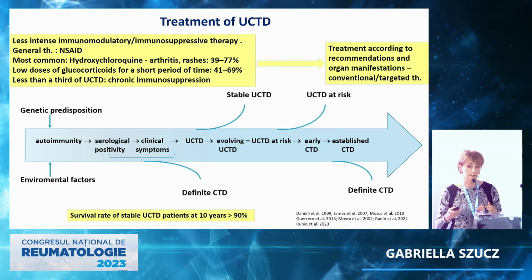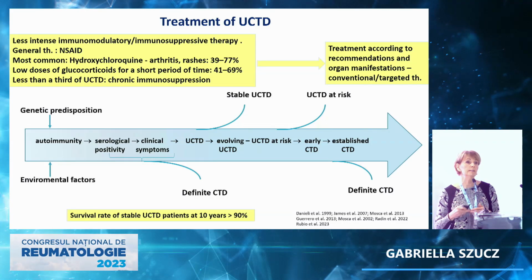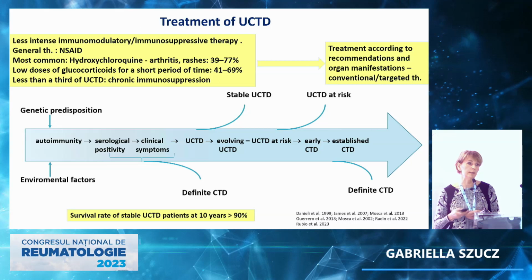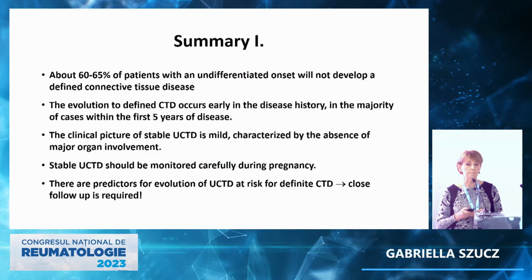If the disease progresses, we have to choose new immunosuppressive or targeted therapy according to the organ manifestation and according to the progression of a definite connective tissue disease.